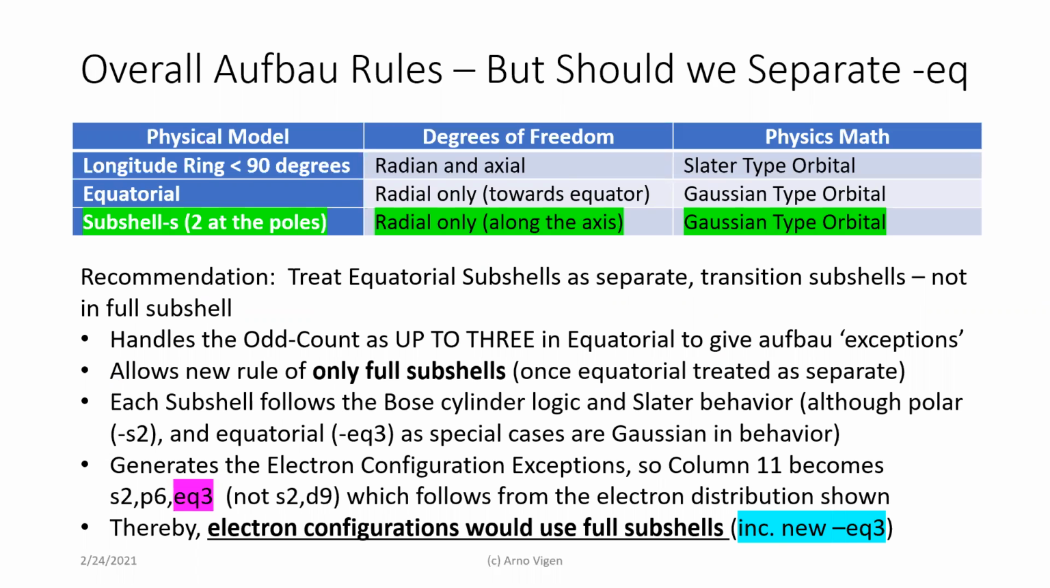So there are longitudinal rings. Those are the standard Bohrs. Those are Slater type orbitals. They have both radial and axial. And you have equatorial, not a topic of this poster. And then you have subshell S's, which are radial only because they're already along the axis, and those will express as Gaussian type orbitals. Thank you.